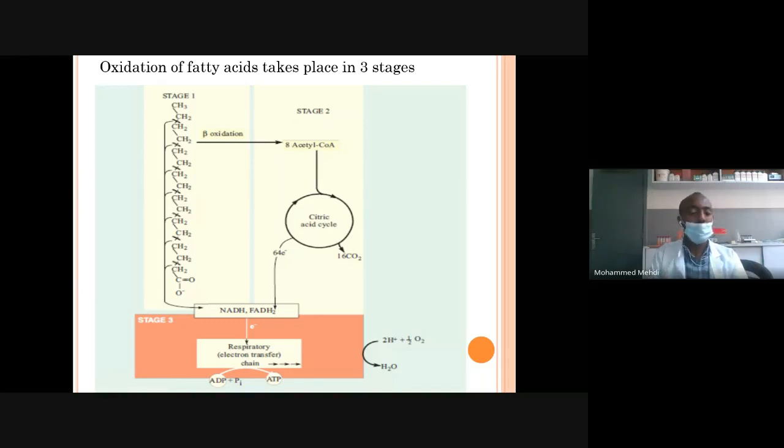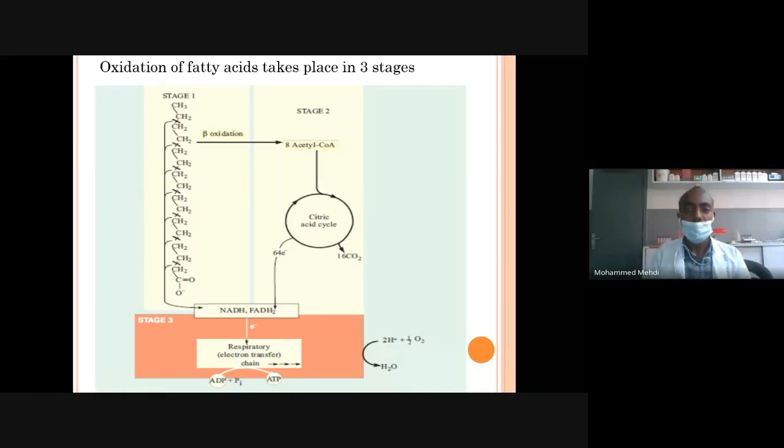Which one occurs more frequently, or is the default mechanism of fatty acid oxidation? It is beta oxidation. Alpha and omega are minor, plus they are unique to some types of fatty acid oxidation. Some types of fatty acid may use omega oxidation or alpha oxidation based on their structure.